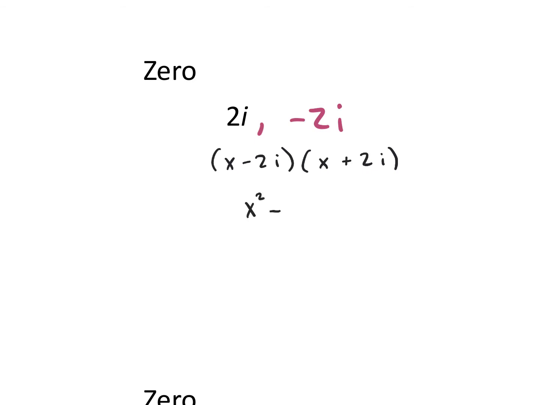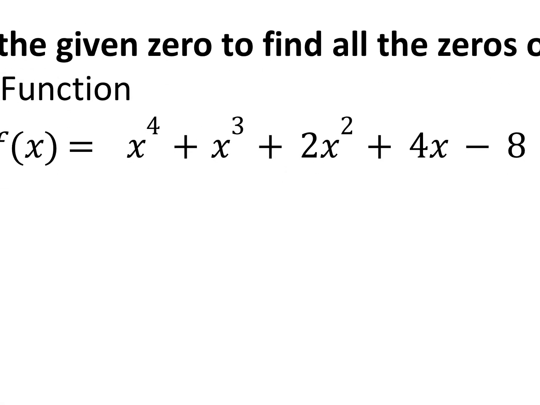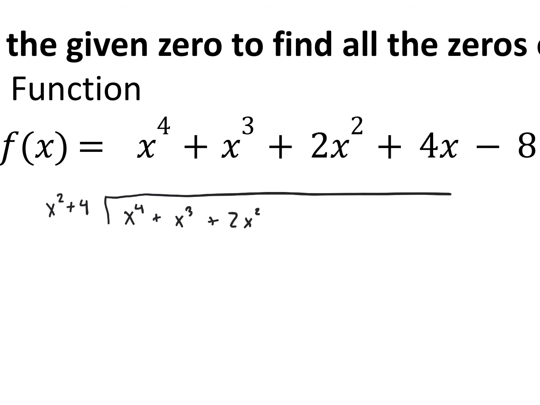So I would get x squared minus 4i squared. What does the i squared turn into? Negative 1. So that would be a plus 4. So x squared plus 4. What do I have to do next? You divide. So I have x squared plus 4 on the outside, and then x to the 4th power plus x cubed plus 2x squared plus 4x minus 8 on the inside.